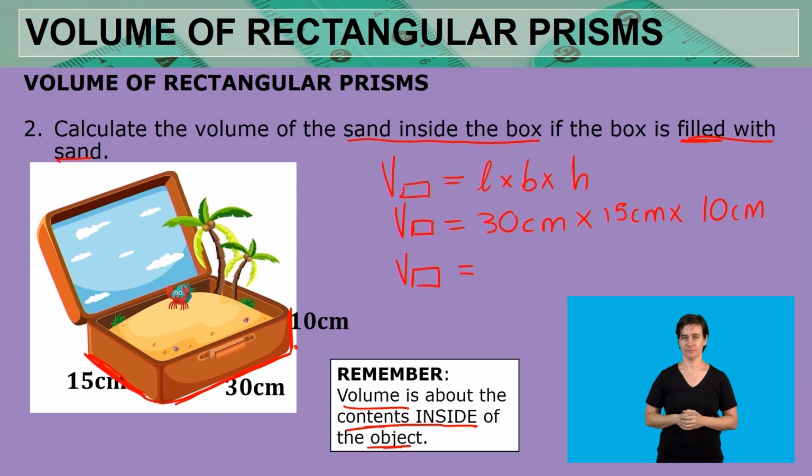So the volume of the sand that is inside that box is going to be 30 centimeters multiplied by 15 centimeters multiplied by 10 centimeters. And that is going to give us a total of 4,500 centimeters cubed. So what does this mean? It means that the amount of sand that is inside that box is 4,500 centimeters cubed. And because this box is filled up, that means this box is filled to its full capacity.